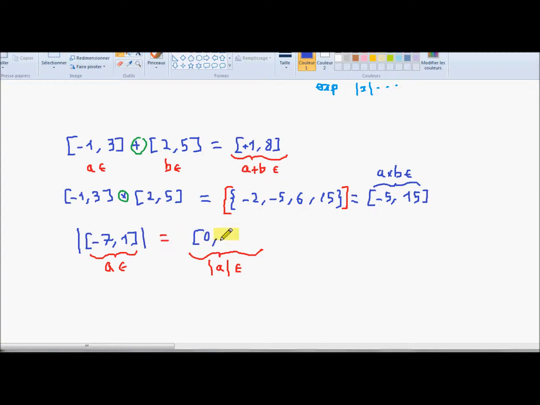So here we have an idea of what interval arithmetic means, and I will show now why we will use interval arithmetic for proving that the function is always positive.